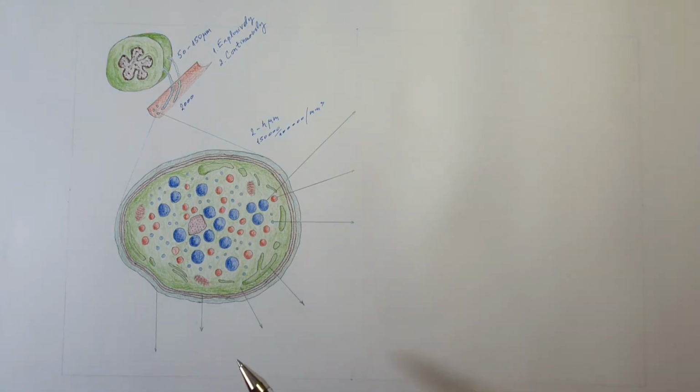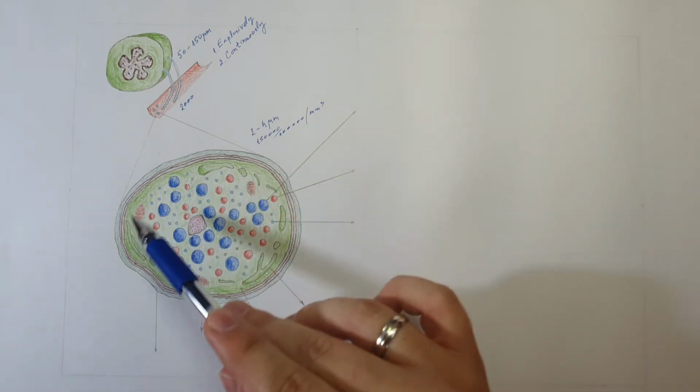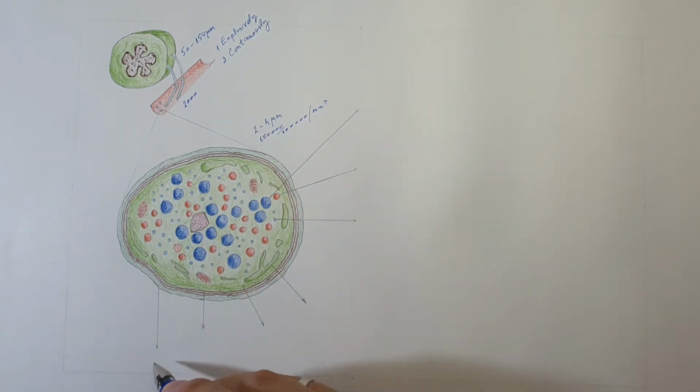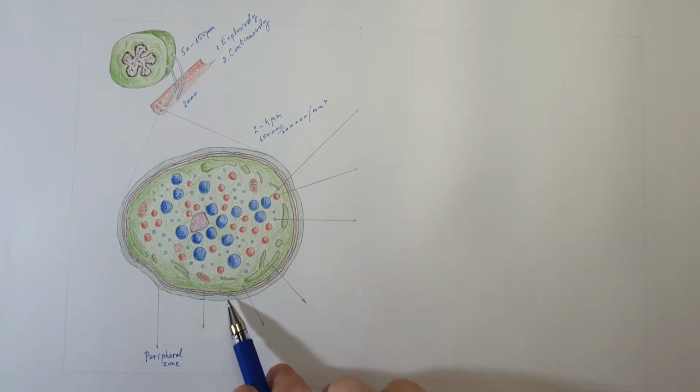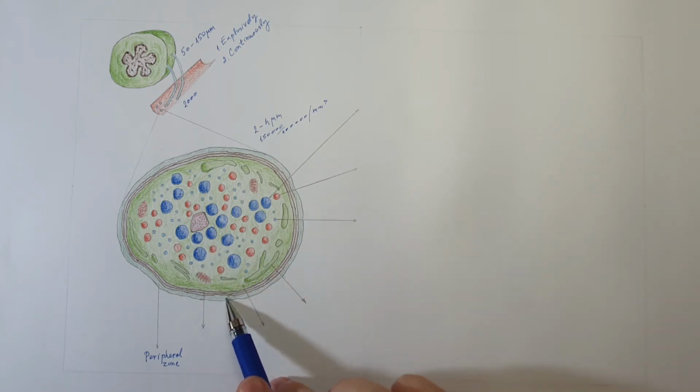The thrombocytes are shaped like a disc, and if we make a section through the middle of the thrombocyte, we will see something like this. So the thrombocyte has this peripheral zone, which is rich in glycoproteins. These glycoproteins are important for thrombocyte activation, adhesion, and aggregation.